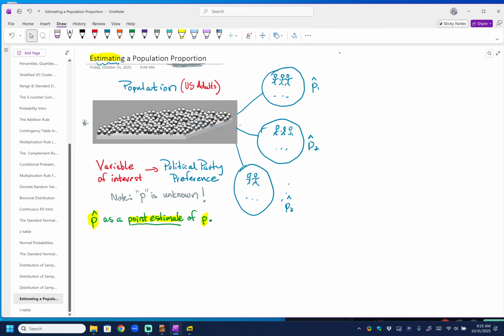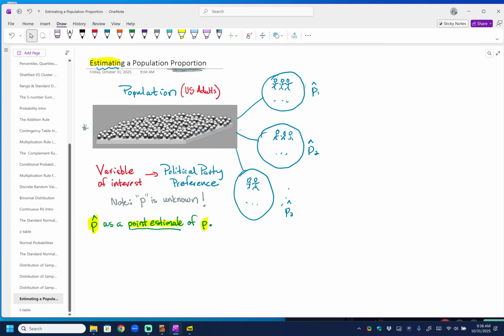But if we could somehow come up with a measure of uncertainty in using this sample to estimate this population, then we would be in business here. And that's exactly what statisticians did. Whenever they have a point estimate, such as P hat, what they do is they always accompany that point estimate with something called a margin of error.